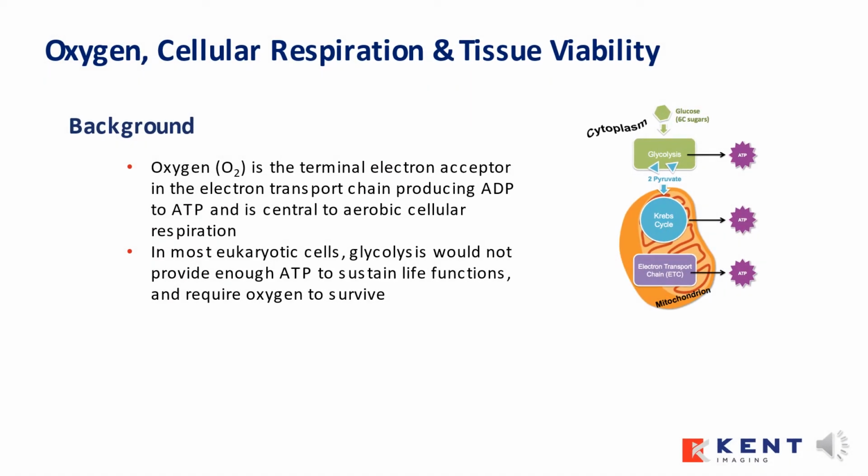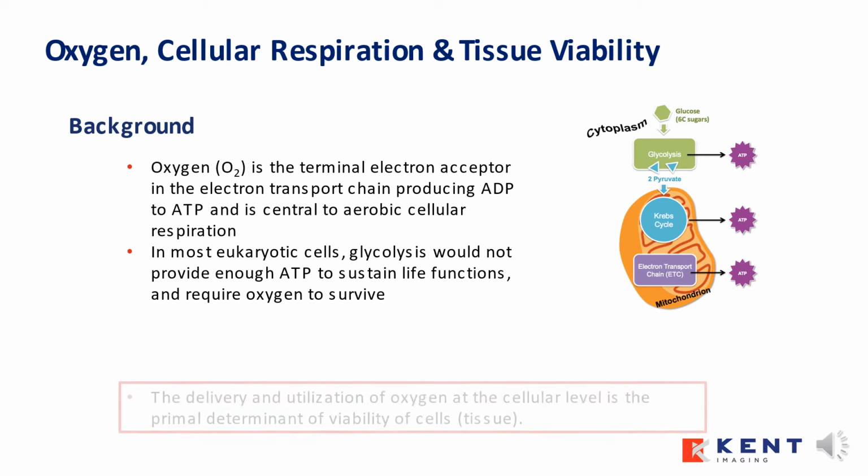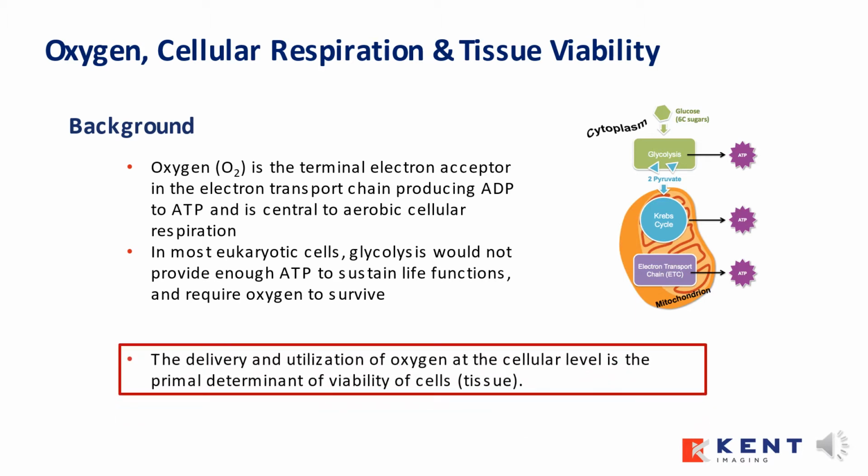Oxygen is critical to life. As a terminal electron acceptor in the electron transport chain, oxygen facilitates efficient aerobic cellular respiration. Therefore, the delivery and utilization of oxygen at the cellular level is the primal determinant of the viability of cells and the tissue structures they support.